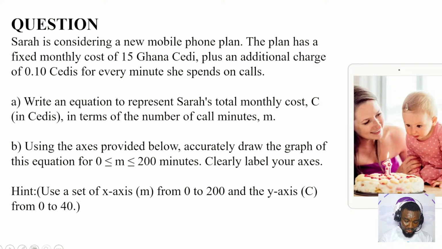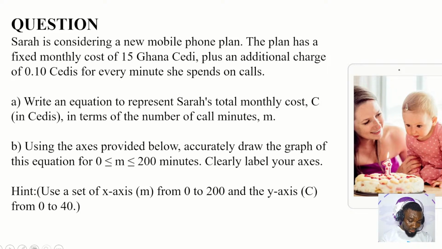And then the B, we are saying that using the axis provided below, accurately draw the graph of this equation. So we are drawing the graph for the interval 0 is less than or equal to M is less than or equal to 200 minutes, right? And then we must clearly label our axis, right? So the hint is to use the x-axis, M, from 0 to 200, and then y, C, from 0 to 40.